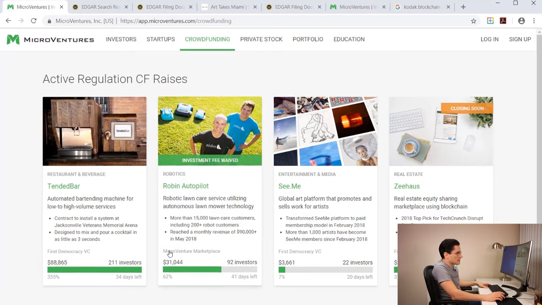Robin Autopilot, I mean, they're having trouble even raising the amount they were looking for. But to pay this guy to deliver a Roomba for your front lawn, I don't know. How defendable is that? How much of a moat do they have? I mean, any other company with some money can put a robot together that senses when it's on the grass.